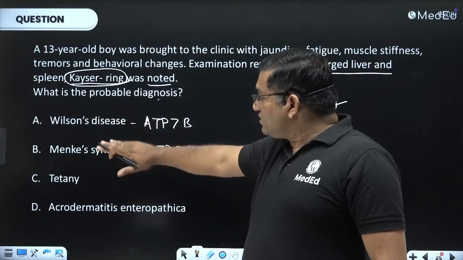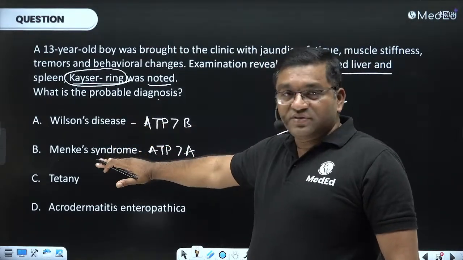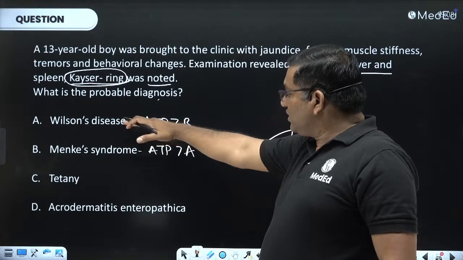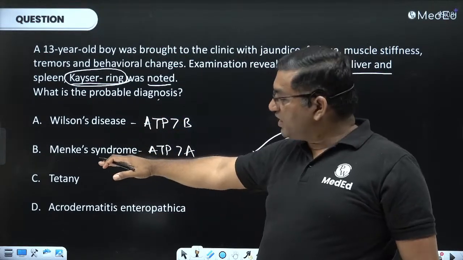This is copper excess, this is copper deficiency. Copper excess, copper deficiency. ATP7B mutation in Wilson's disease, ATP7A mutation in Menkes disease.